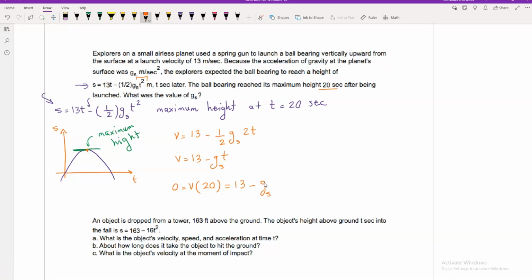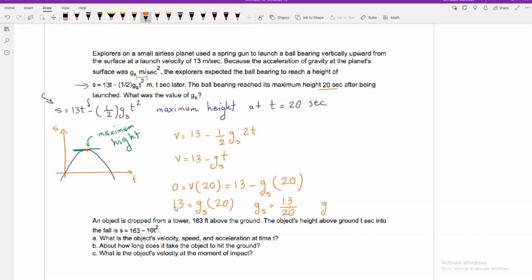So here we have g sub s times what we have for t, which is 20. So what we have here is 13 minus g sub s times 20 is equal to 0. Now finding g sub s. So this is 13 equal to g sub s times 20, meaning that g sub s is equal to 13 divided by 20.